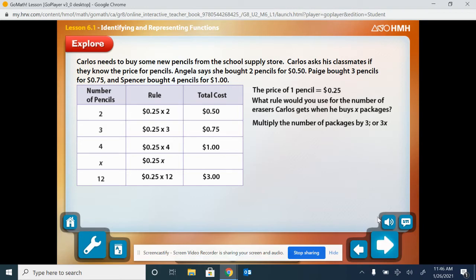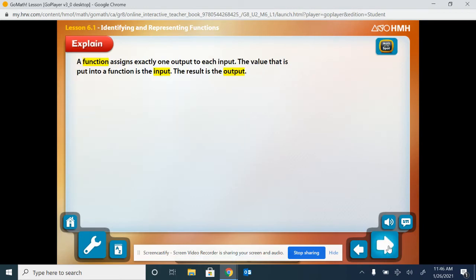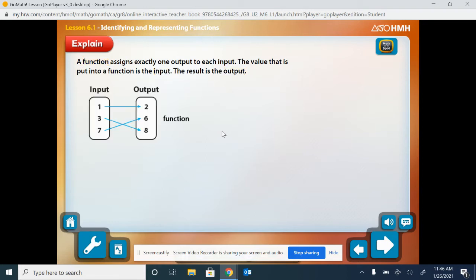And if you have any questions, if I confuse you, please let me know, okay? A function assigns exactly one output to each input. The value that is put into a function is the input. The result is the output. Look at the input and output values shown on the mapping diagram. Since each input value is paired with only one output value, the relationship is a function.